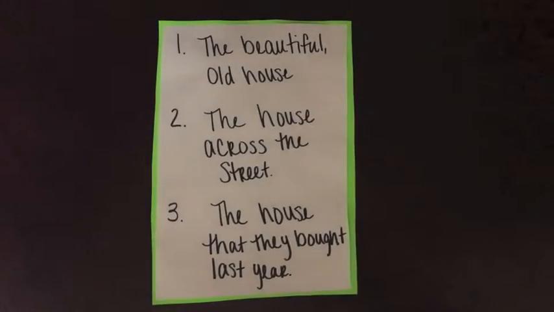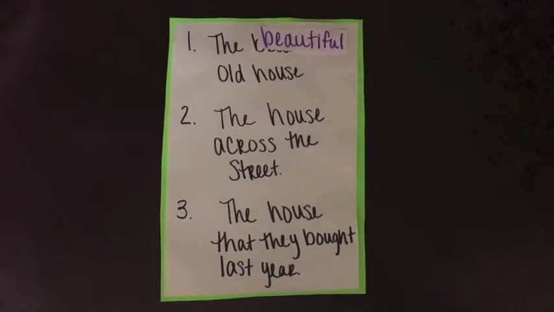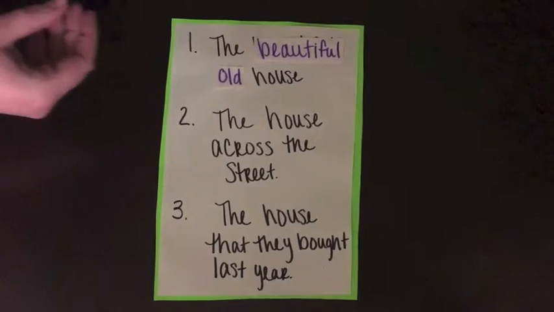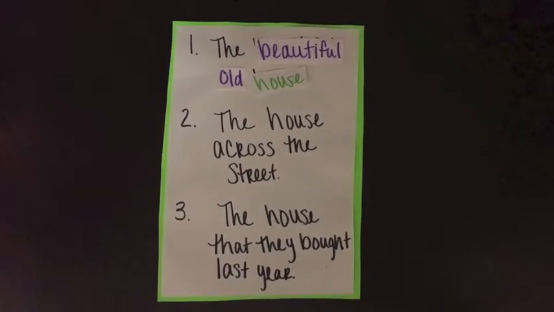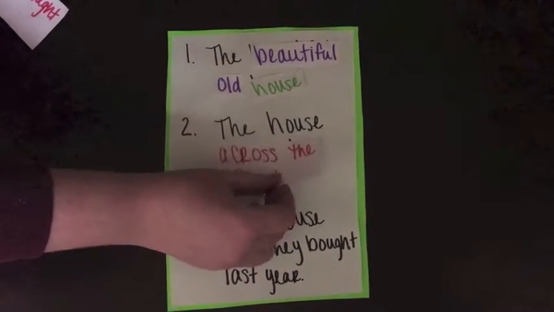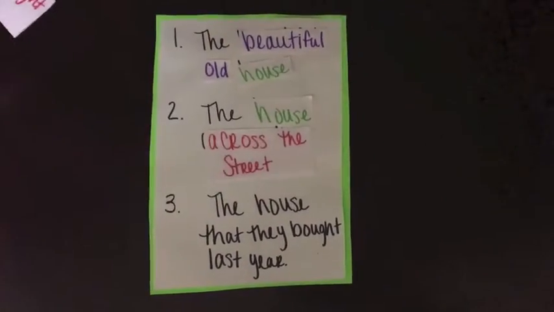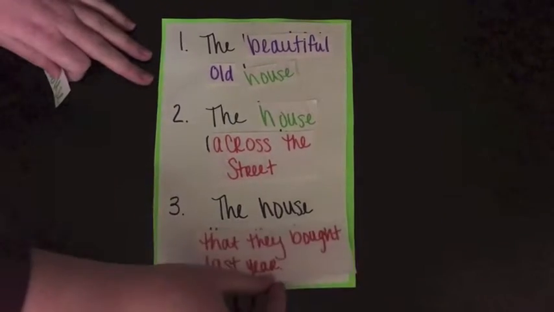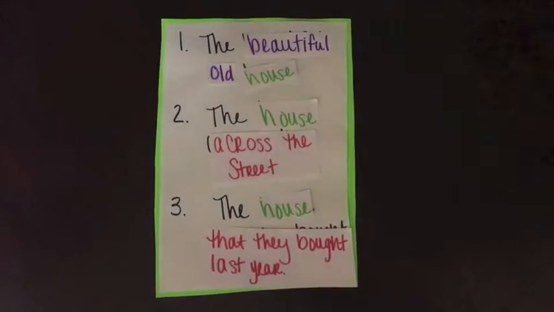In the sentence, the beautiful old house, beautiful and old are both modifiers. They're used as adjectives that are describing the noun house. In the sentence, the house across the street, across the street is a prepositional phrase that is modifying its noun house. And in the sentence, the house that they bought last year, that they bought last year is a relative clause describing the noun house.